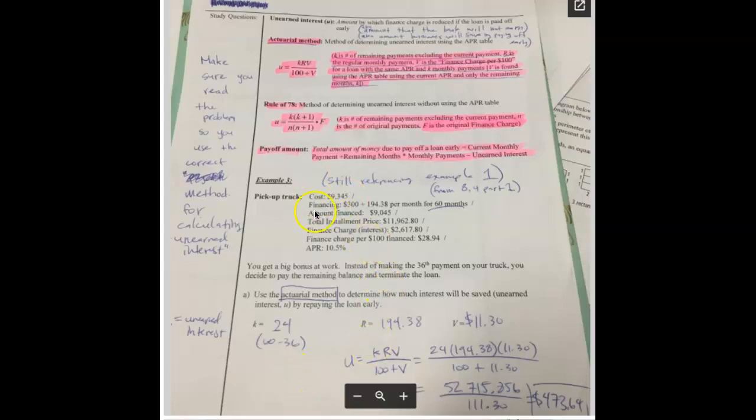Hey guys, just wanted to go over these formulas here and these notes. Unearned interest. We already talked about what it is in class. Up here I explain it.